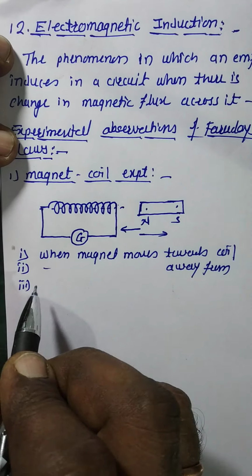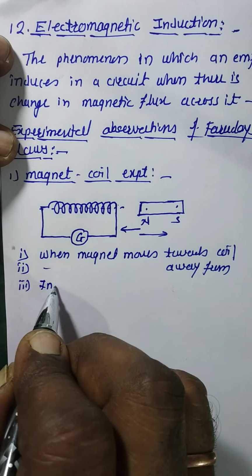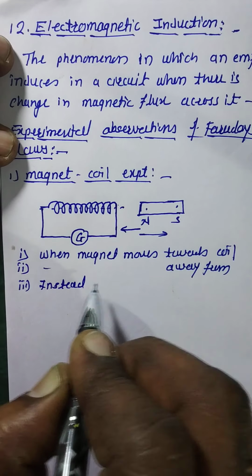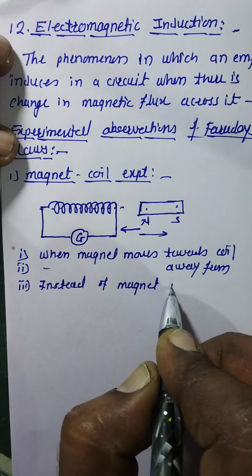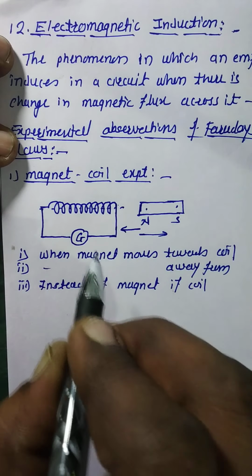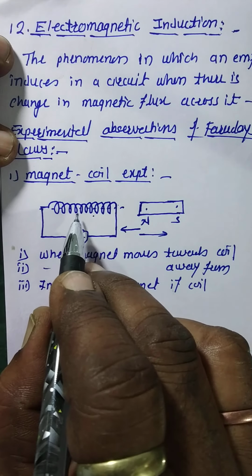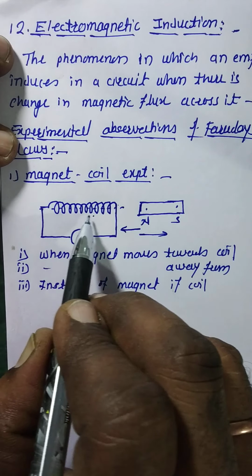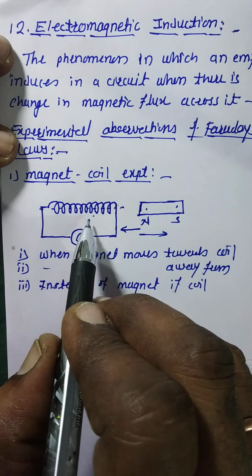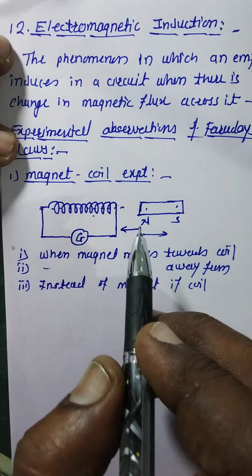Third one, instead of magnet, if coil moves towards or away from magnet, then galvanometer shows deflections in opposite directions.